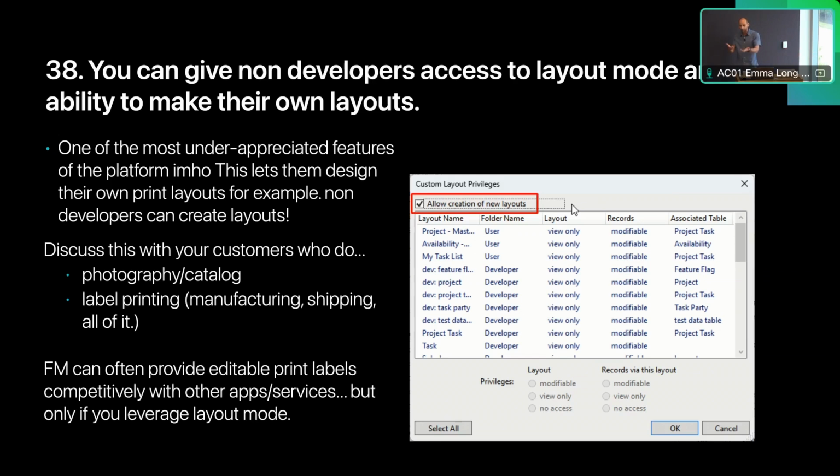They can build their own print labels, their own catalog layouts, that kind of stuff. And I've seen this done really effectively for photo shoots, label printing, and things like that. So I just want to let you know, this is something that you can do. It saves you a lot of time, and this is part of FileMaker, right? Layout mode is part of FileMaker, and that UI is a great feature for your users. It doesn't require a ton of effort, and you can ship something really cool with that.